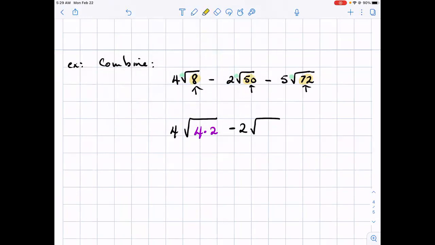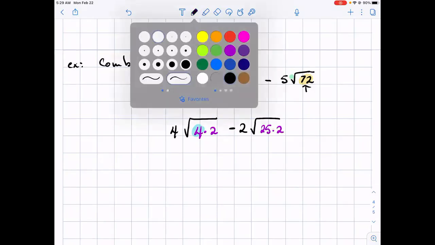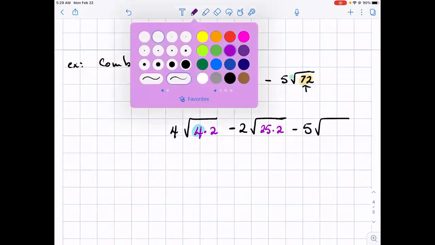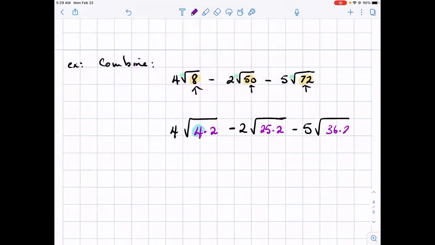So try to pay attention. The 4 here will be extracted out, so the 2 will be left. So is there any number times 2 that gives 50 where that other number is a perfect square? And then we have 25 times 2. Minus 5 radical, what times 2 gives 72? Well, 36 times 2. And not all 3 of them had to be simplified.